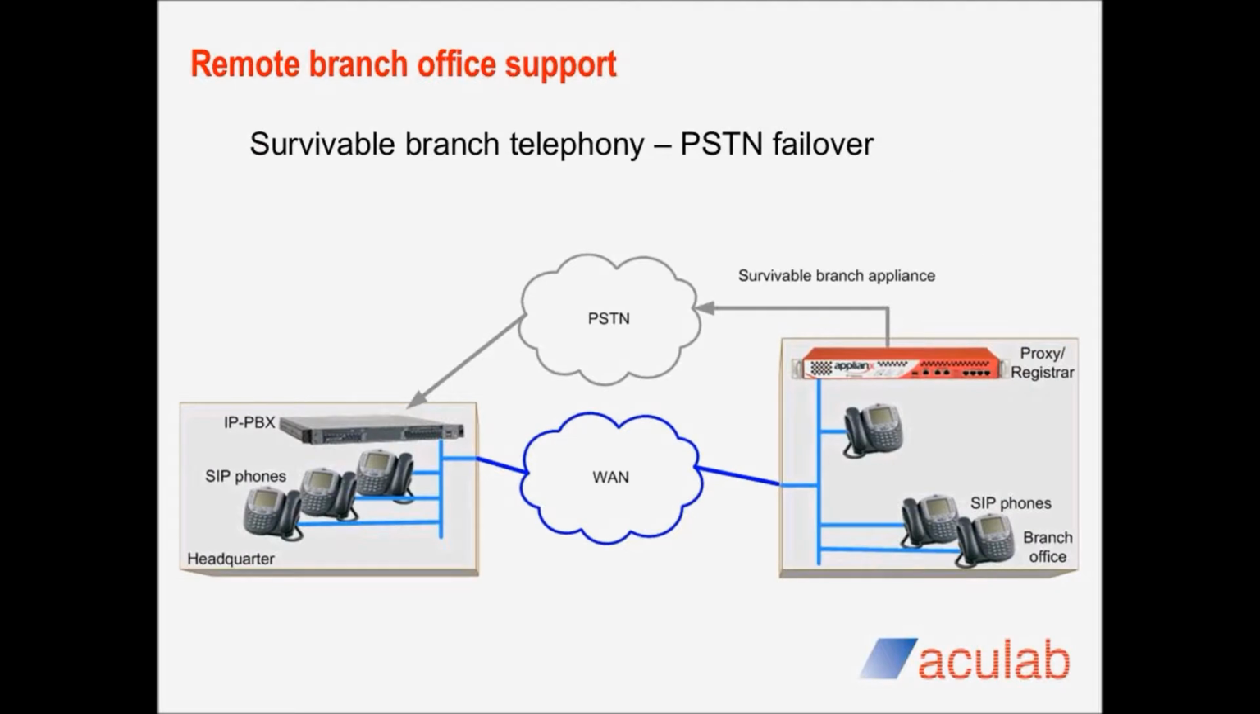Here's how local survivability works. During normal operation, the in-branch SIP phones in the branch office there on the right communicate via the IP PBX in headquarters via the WAN. In addition, they will have registered with the proxy registrar function in the appliance IP gateway. Again, in normal operation, the appliance IP gateway polls the IP PBX using SIP options to continually check whether it is reachable or not.